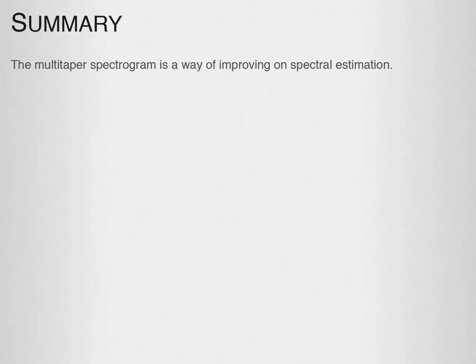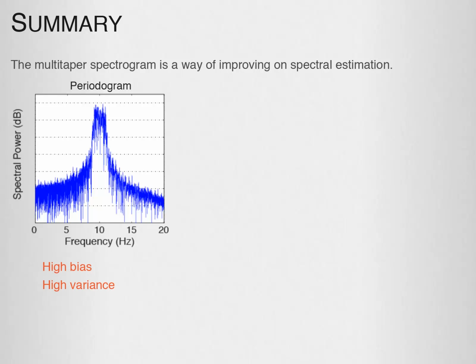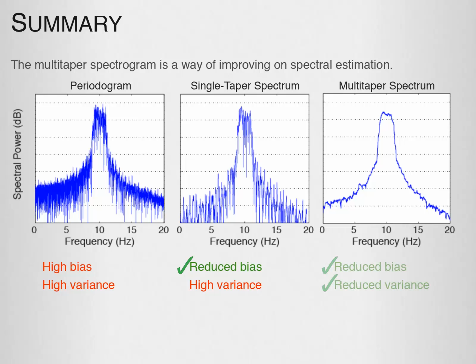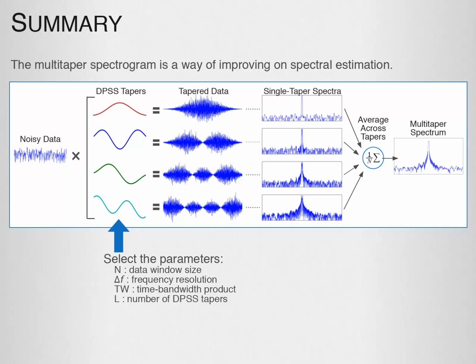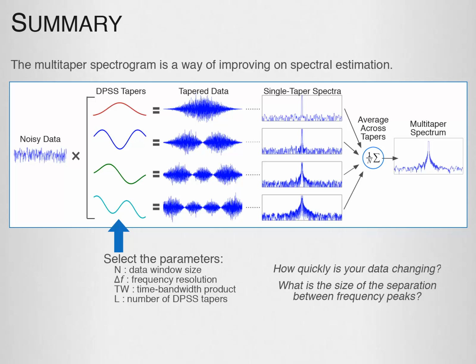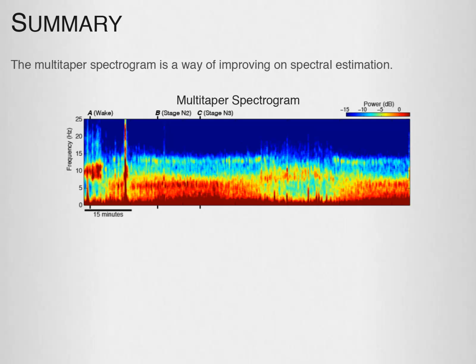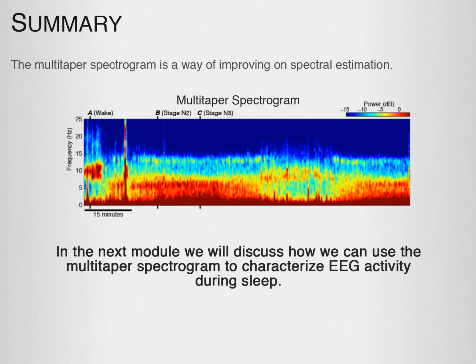In summary, the multi-taper spectrogram is a way of improving on spectral estimation. We started out with a periodogram, which has high bias and variance, moved to a single taper spectrum, which has a reduction in bias but not variance, then moved to the multi-taper spectrum, which reduces both bias and variance. When calculating the multi-taper spectrum, you select the parameters. To determine these parameters, you need to understand how quickly your data is changing and the size of the separation between frequency peaks. The multi-taper spectrum over time can be used to generate the multi-taper spectrogram, which shows us the dynamics of our signal over the course of time. In the next module, we will discuss how we can use the multi-taper spectrogram to characterize EEG activity during sleep.